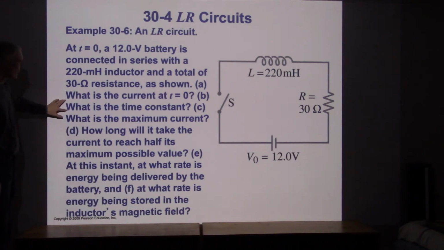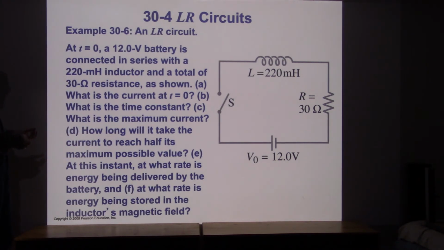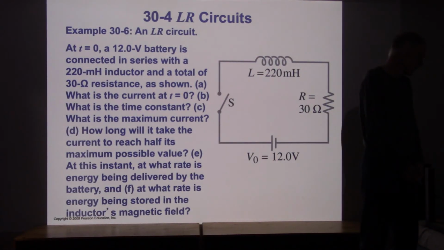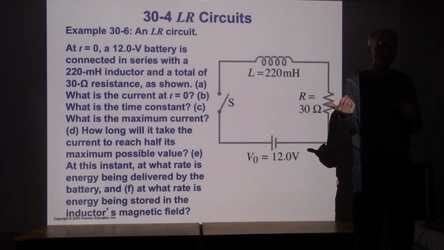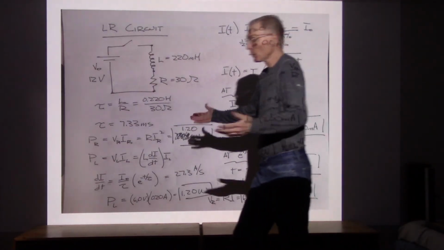They want to know what's the time constant, telling us at what rate the current is going to be increasing, what's the maximum current, and how much time would it take to reach half of the maximum current, what's the rate of energy being delivered by the battery, and at what rate is energy being stored in the inductor's magnetic field. All right, that's a lot. That's an A, B, C, D, E, F problem, and I think I want to include G, so I have my own question that I want to add on to that. But look, it fit on one page.